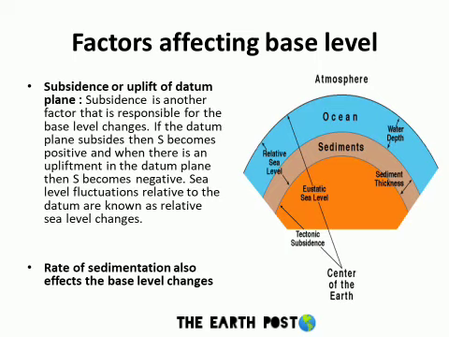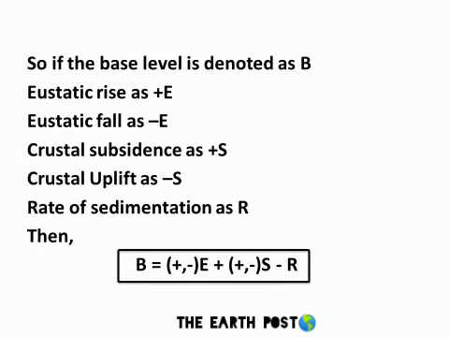Another is the rate of sedimentation, or the rate at which this thick sediment layer or the accommodation space forms, that also regulates the base level changes. So if the base level is denoted as B, eustatic rise is plus E, eustatic fall is minus E, crustal subsidence is plus S, crustal uplift is minus S, rate of sedimentation is R, then the base level B is denoted as plus minus E plus minus S minus R, based on whether there is eustatic rise or fall or subsidence or uplift of the oceanic crust.